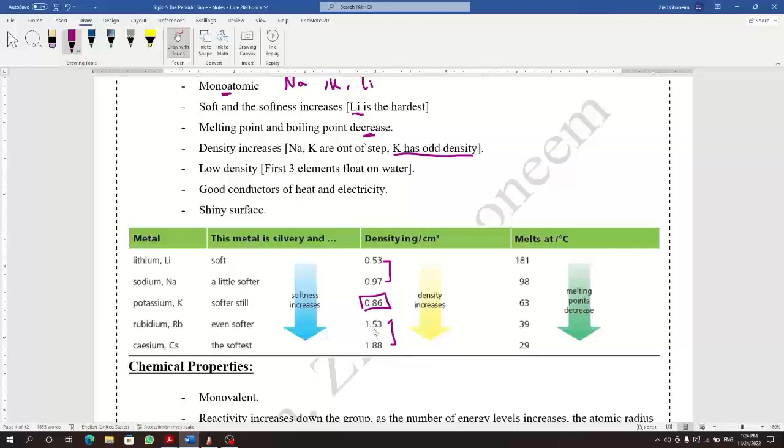So we take rubidium and cesium as a reference and we compare it to the difference between lithium and sodium, and they are actually the same difference, meaning that potassium is the odd one. The potassium has the odd density.